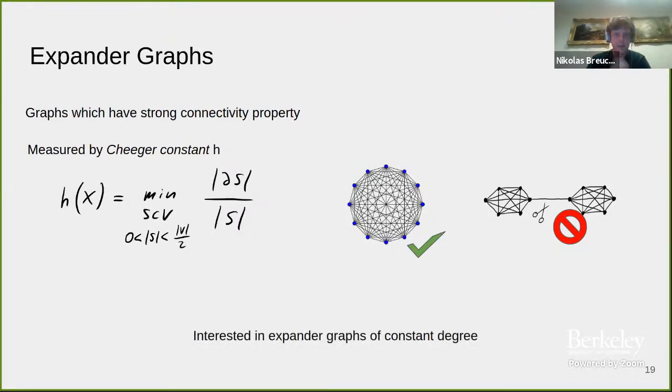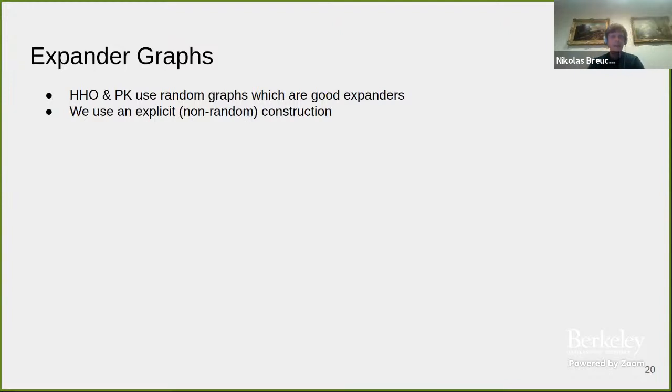And for reasons that will become clear in a moment, we were interested in expander graphs of constant degree. So I should say that Hastings-O'Donnell and Panteleev and Kalachev in the fiber bundle and the lifted product codes paper both use expander graphs. And they essentially use random graphs, which turn out to be very good expanders. However, our motivation, or partial motivation, was that we wanted to have an explicit, meaning non-random construction.